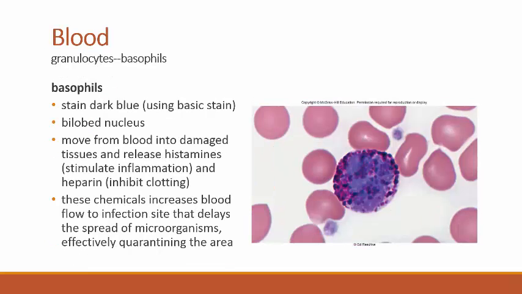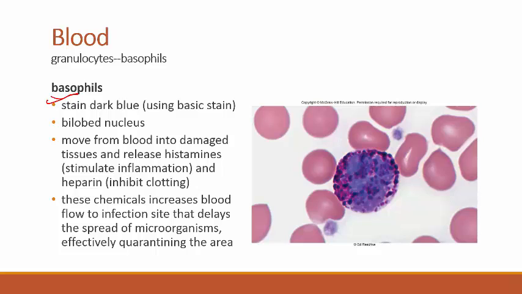Basophils, as their name suggests, will take up the basic stain, and so they take on a dark blue coloration when stained. They also have a bilobed nucleus, and these guys will move around from the blood into damaged tissues, and they will release histamines along with the mast cells. So they help to stimulate inflammation, and then they also release heparin, which is a chemical, an enzyme that inhibits clotting. So heparin will help to keep the blood from clotting.